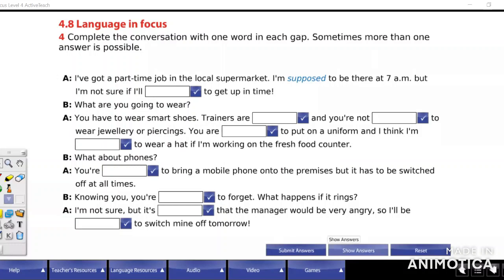So I hope you did it, and let's see if you were correct. Here are the answers: manage, forbidden, allowed, obliged, meant, permitted, bound, likely, and sure.